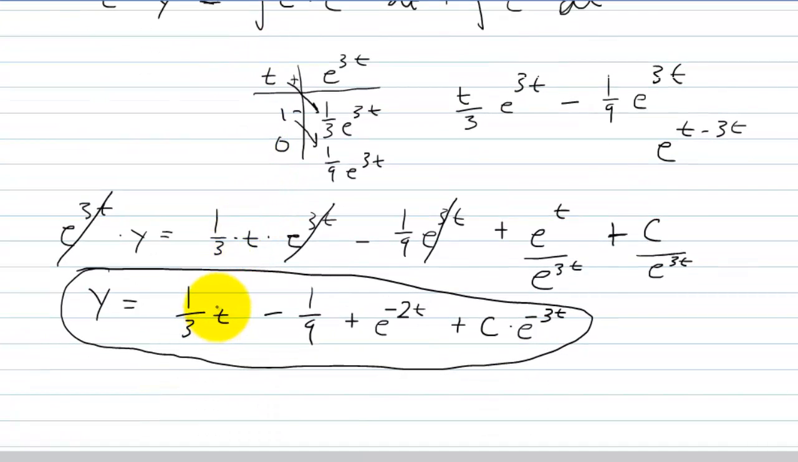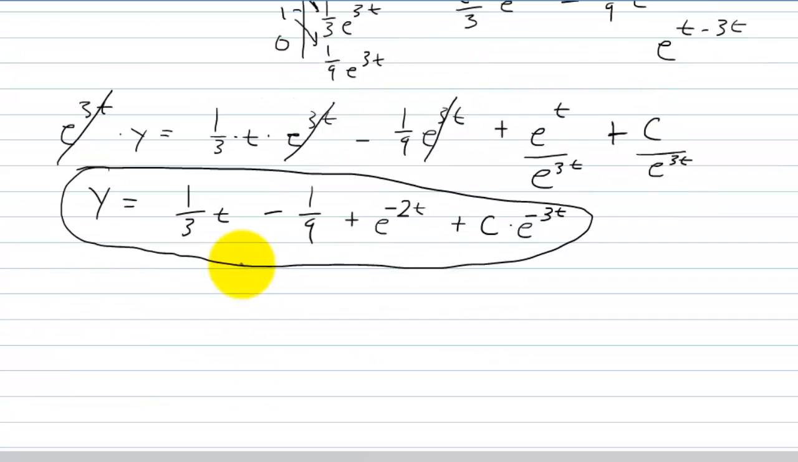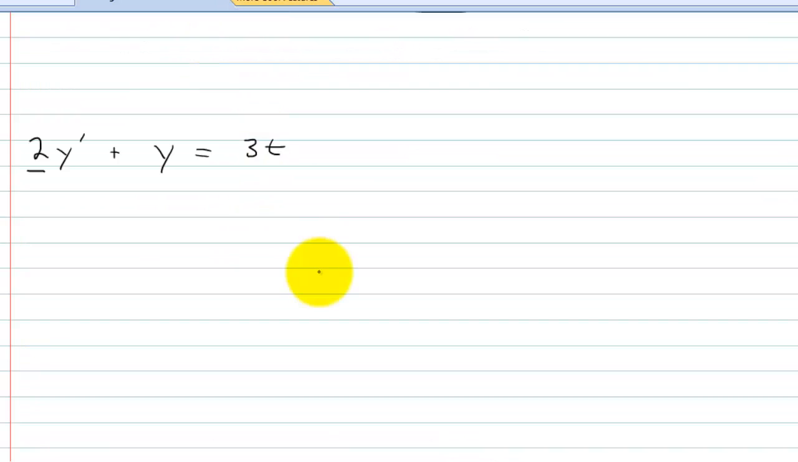Yep. So, all right, that's the first one. Let's go ahead and do another one. Okay, so now let's do another problem. Here we have 2 times y prime plus y is equal to 3t.